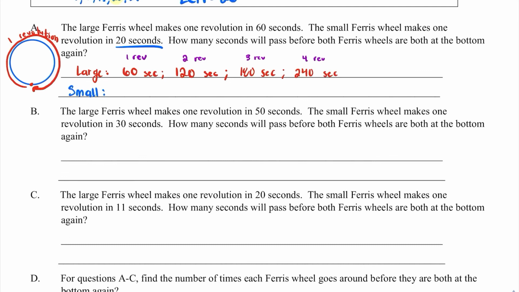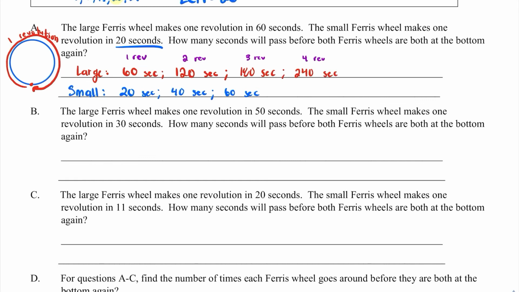Okay, so we're gonna list the multiples here. So 20 seconds represents one revolution. That's how long the small Ferris wheel takes to go from the bottom all the way around the Ferris wheel and back to the starting point. Okay, so if the small Ferris wheel were to go around another revolution, it'd be at 40 seconds, and then 60 seconds.